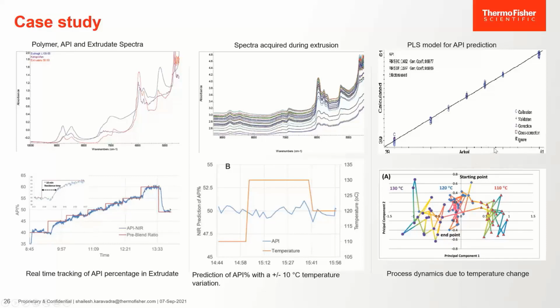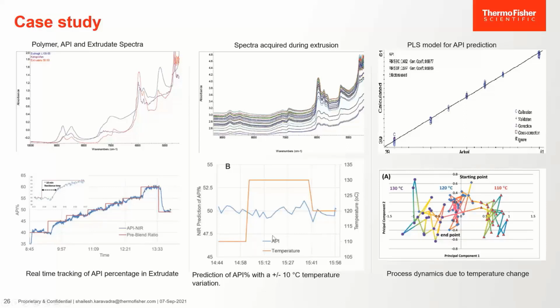Once this model was created, it was applied to the spectra collected during the HME process, and the results are shown here. As can be seen, the predicted API tracks the pre-blend API ratio with a feed rate of 100 grams per hour. As the process has a residence time of about 10 minutes, it takes 2 to 3 multiples of the residence time to establish a new steady state after the pre-blend ratio is introduced.